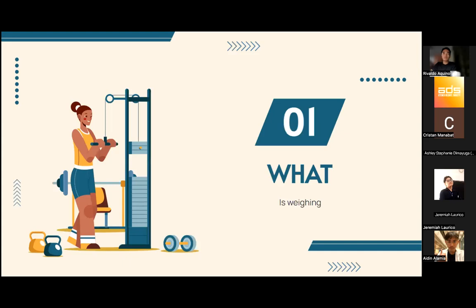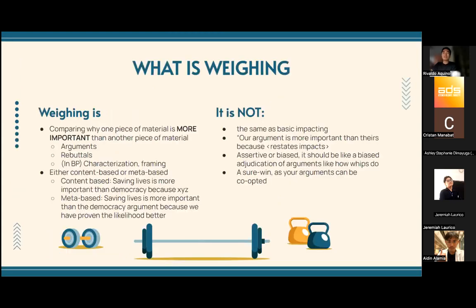So what is weighing? Seems simple enough, right? You compare why one piece of material is more important than another. But this is an important distinction because I think people don't know the difference between impacting and weighing anymore. Or they substitute impacting for weighing by just doing impacting and packaging it as weighing. So, for example, by saying our argument is more important than their argument because, and then you say the impacts that your prime minister said all over again. That is not weighing. Okay, you need to prove with an additional layer of analysis why one piece of material is more important than another.